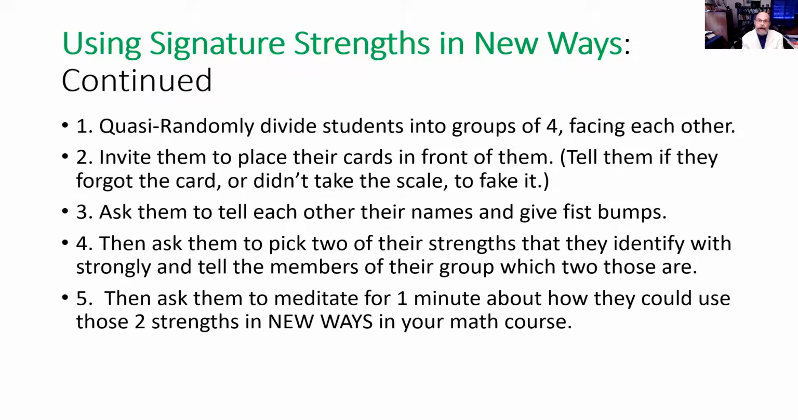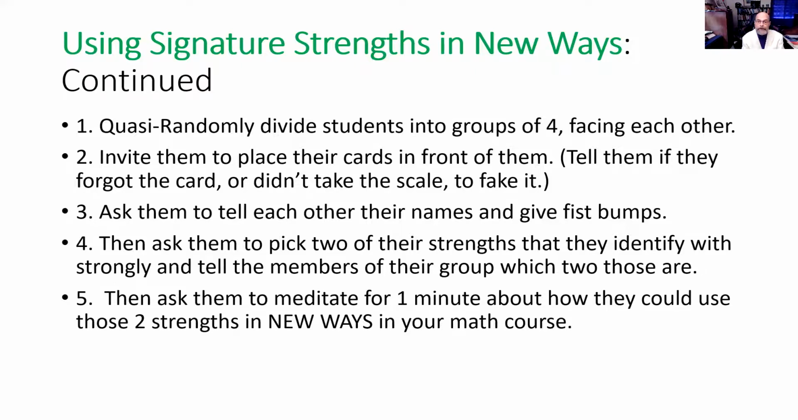So after students have finished the test and you've told them what day it's due, quasi-randomly divide your students into groups of 4 so they're facing each other. Invite them to place their tented cards in front of them, but also tell them, hey, if you forgot your card or you didn't take the scale, don't be embarrassed, just fake it and take a guess at what some of your strengths are, and then take it later for partial credit.